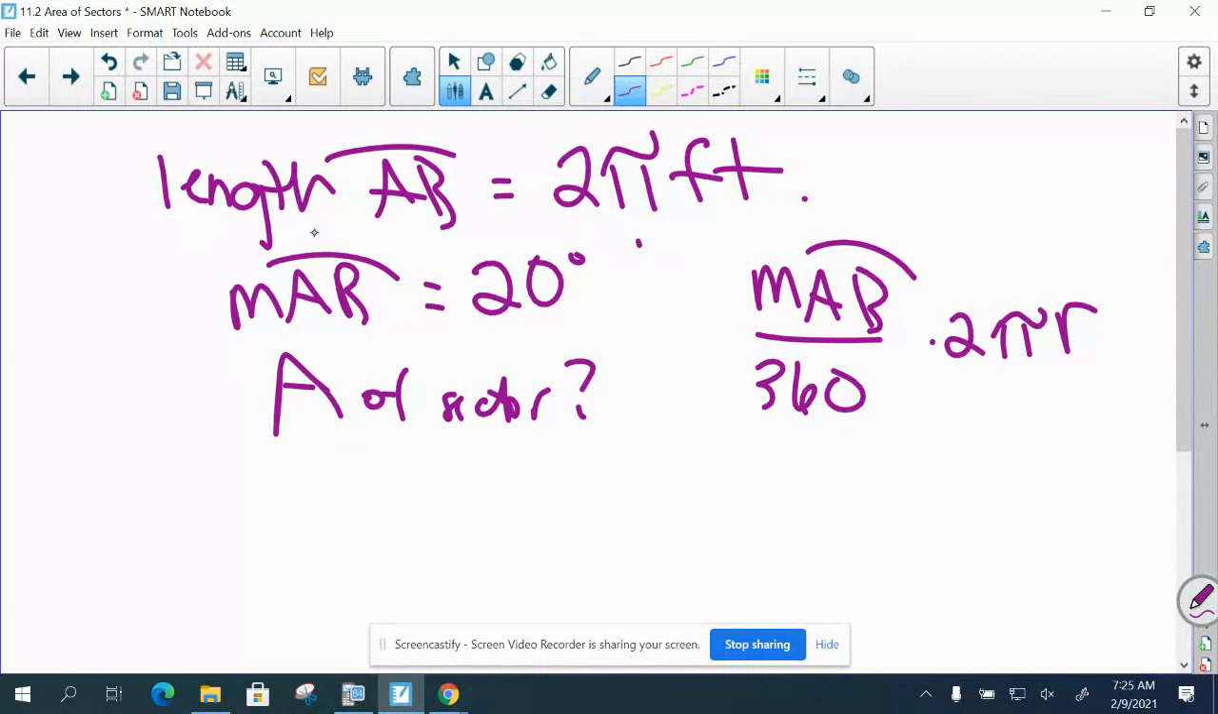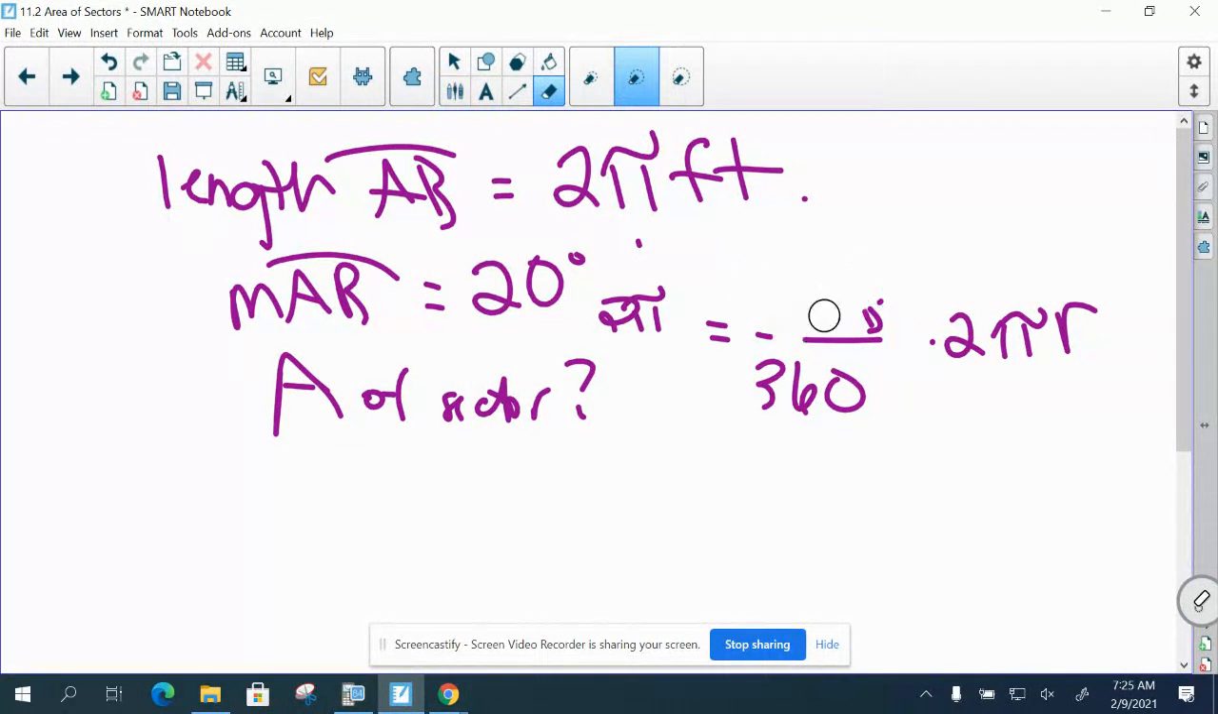And we know that the length of the arc is 2 pi. We also know the measure of the arc. So we can use the fact that the length of the arc is 2 pi because we need to find the radius. Because if we don't know the radius, then we can't find the area of the sector. So let's do that. So 20 over 360 simplifies to 1 over 18. So this is going to end up being 1 over 18.